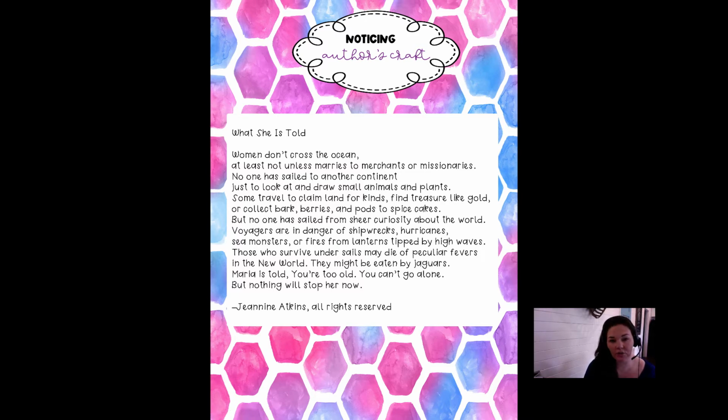It says, "What she is told. Women don't cross the ocean, at least not unless married to merchants or missionaries. No one has sailed to another continent just to look at and draw small animals and plants. Some travel to claim land for kings, find treasure like gold, or collect bark, berries, and pods to spice cakes. But no one has sailed from sheer curiosity about the world. Voyagers are in danger of shipwrecks, hurricanes, sea monsters, or fires from lanterns tipped by high waves. Those who survive under sails may die of peculiar fevers in the New World. They might be eaten by jaguars. Maria is told, 'You're too old. You can't go alone.' But nothing will stop her now."